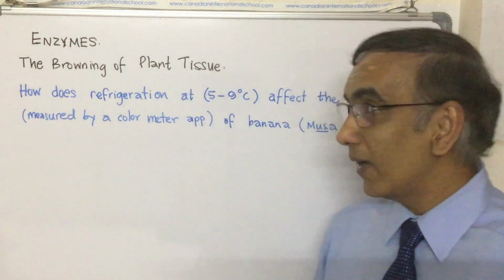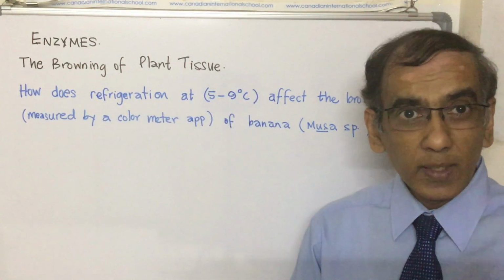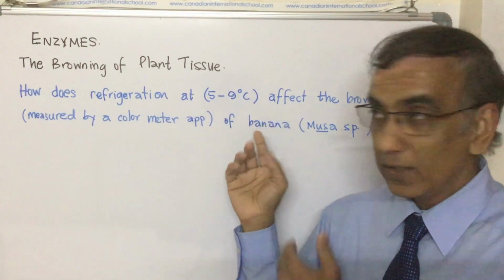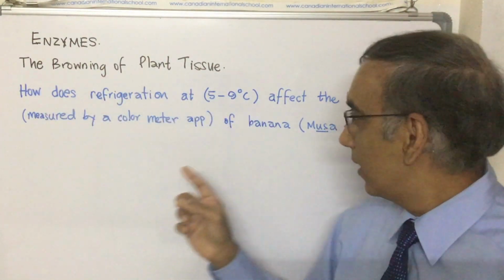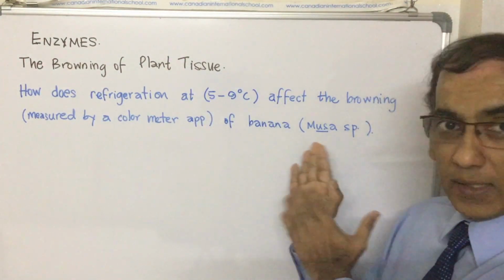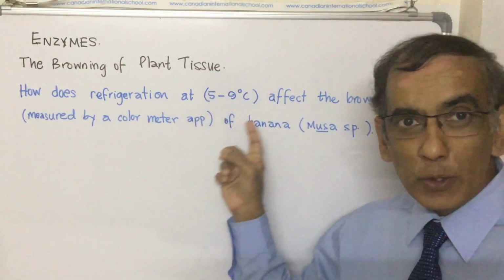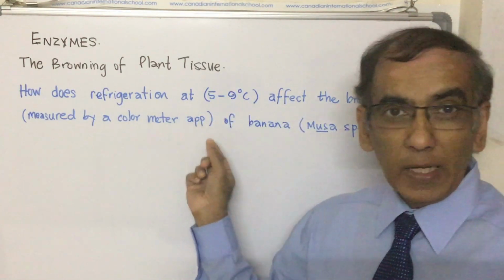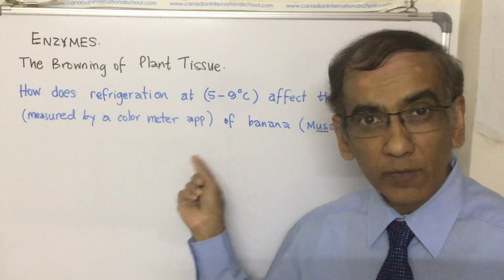We're dealing with the topic of enzymes, and we are looking at the browning of plant tissue, specifically with respect to bananas. And how does refrigeration at 5 to 9 degrees Celsius affect the browning as measured by a colorimeter app of the banana Musa SP? Now, notice in this particular research question how I've made it focused by speaking about how I'm going to change my independent variable, temperature, and also adding just a bit about how I'm going to measure my dependent variable, which is the change in color of the banana.